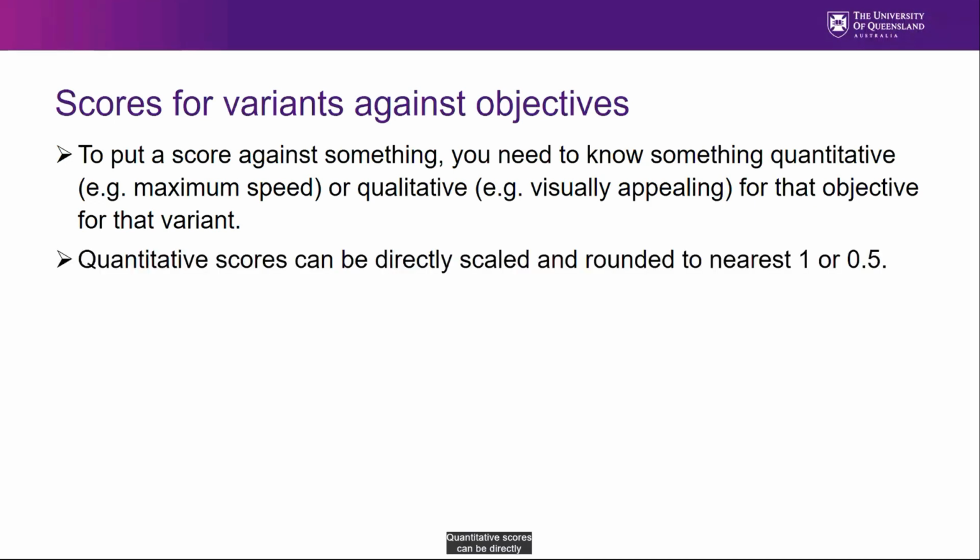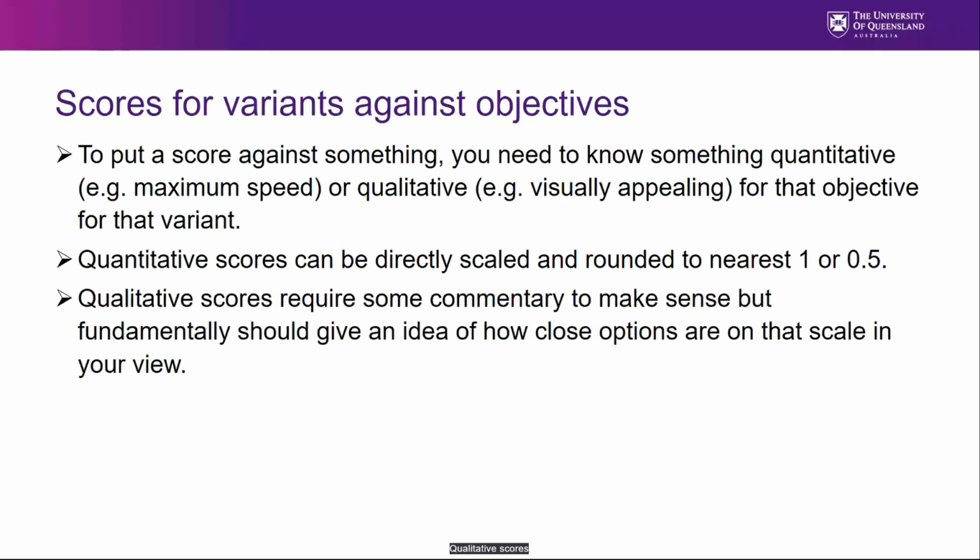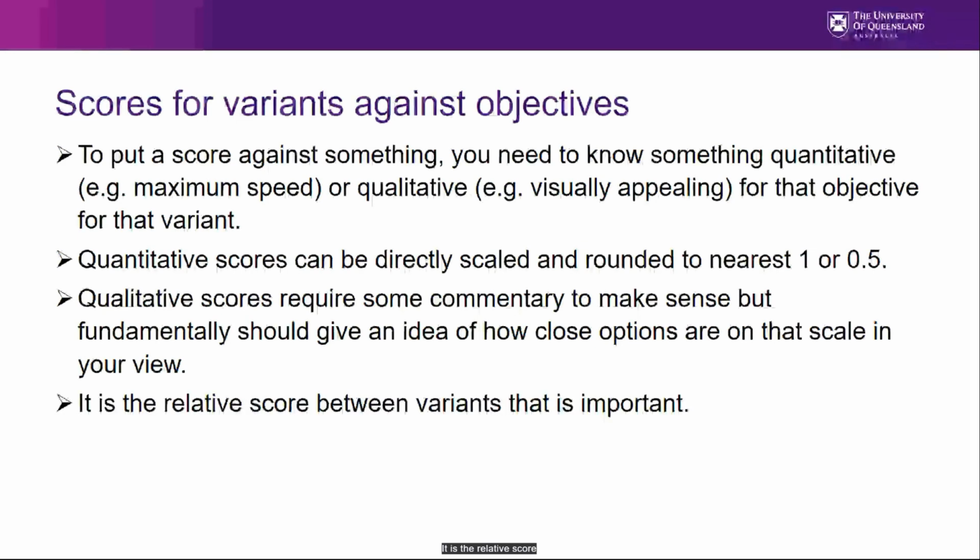Quantitative scores can be directly scaled and rounded to the nearest 1 or 0.5. If something is twice as fast and this is desirable, it might have twice the score. Qualitative scores require some commentary to make sense, but fundamentally should give an idea of how close options are on the scale in your view. It is the relative score between variants that is important.